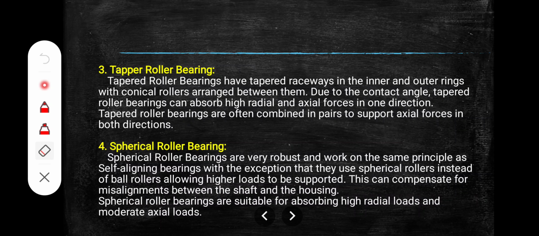Next we come to the taper roller bearing. This also has taper raceways in the inner and outer rings with conical rollers arranged between them. Due to the contact angle, taper roller bearings can observe high radial and axial forces in one direction. Taper roller bearings are often combined in pairs to support axial force in both directions. Taper roller bearing is mainly used in machine tool spindles, as I know, used in combination to support axial force in both directions.